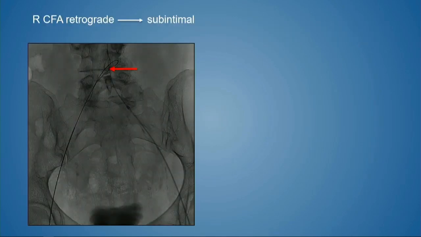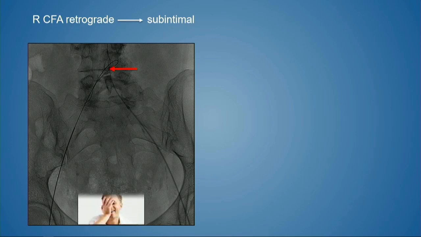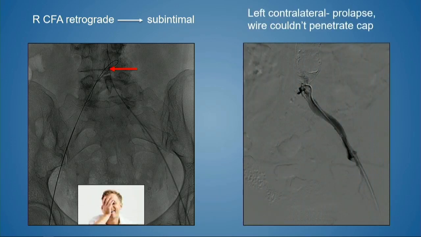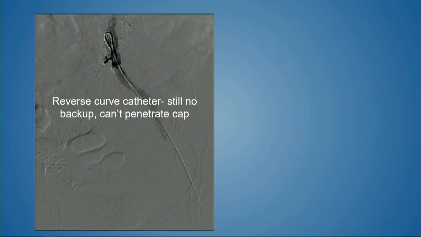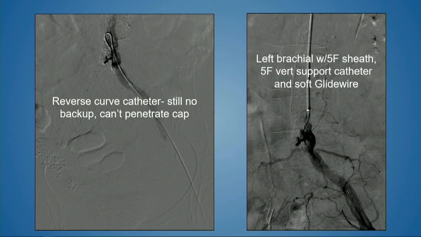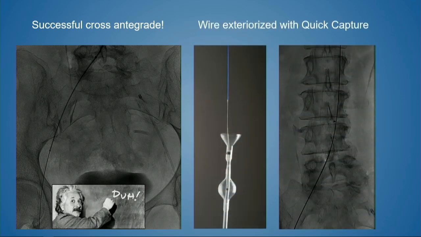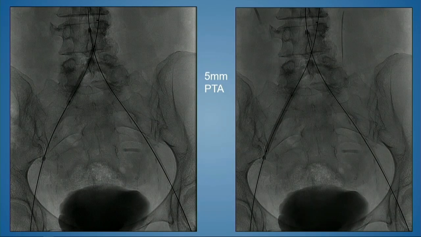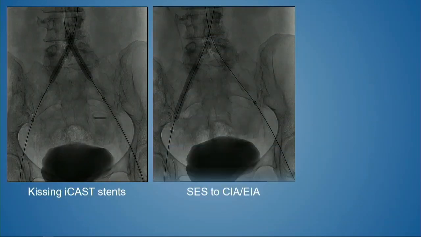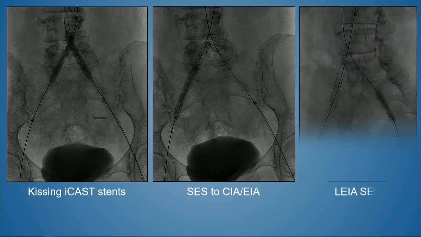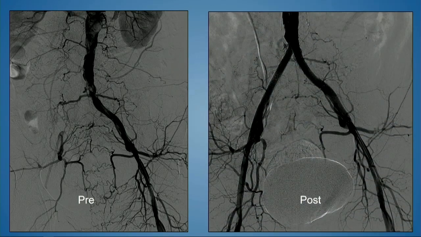Well, we decided that we would try initially a retrograde access, but you can see that our wire is subintimal, so that probably wasn't the best idea. And then we thought, well, maybe we can try coming up from above, but there really just was not any purchase available. So we took our medicine and then finally delivered a sheath from above, and we were able to get that actually quite easily. And then at that point, we exteriorized the wire using a quick capture device, and then just ballooned it and stented it with a couple of kissing iliac stents at the bifurcation, and then self-expanding stents, and eventually we were able to get a very nice result.